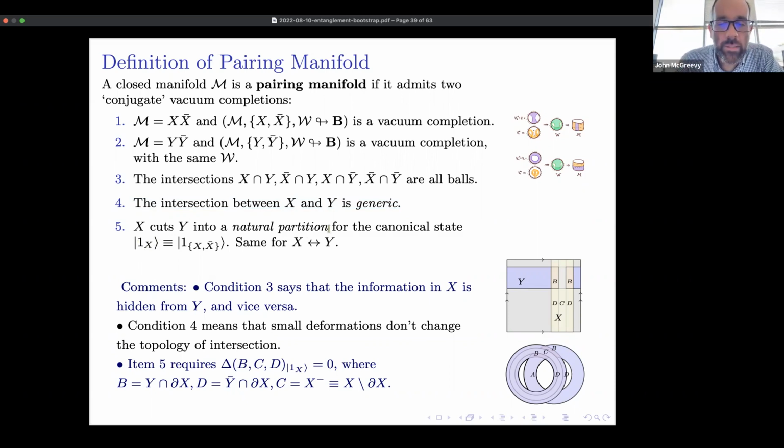And what I mean by cuts into a natural partition is the following. Here's a useful visualization. Here's Y, and Y bar is its complement, and here's X, and X bar is its complement. Divide X into its thickened boundary and its interior. These lines here are the thickened boundary of X. Then B is the intersection of the thickened boundary of X with Y, and D is the complement of the thickened boundary. Then we demand that this entropy combination in the state sigma sub X vanishes. That's what I mean by a natural partition.